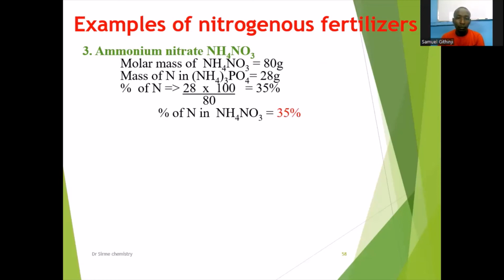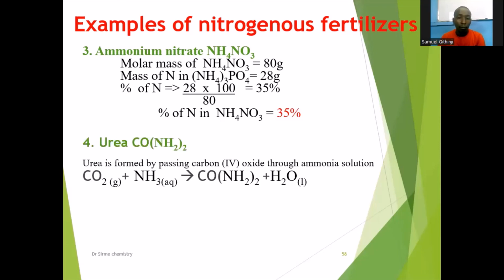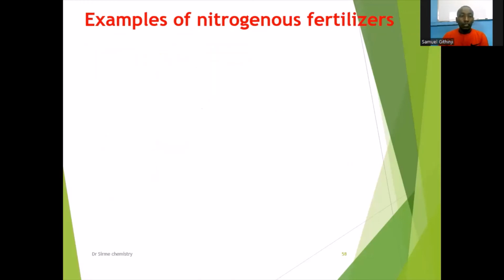Yes, nitrogen 35. Another fertilizer, urea, that is formed by passing carbon oxide through ammonia solution. Remember, ammonia is alkaline, carbon oxide is acidic. So you can see the reaction forming a salt called urea. The percentage nitrogen in it, you can see there the calculation. I hope that you've been able to see.